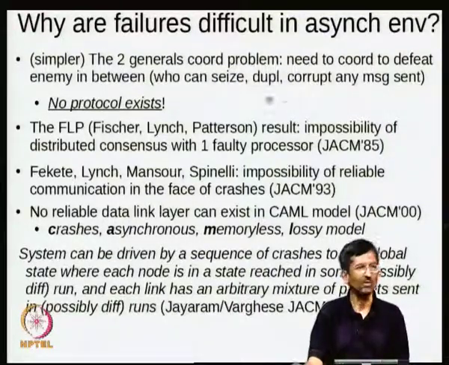That is the first problem. There is another problem which is called the FLP result, the Fischer-Lynch-Paterson result. It stands for impossibility of distributed consensus with one faulty processor. They show that in a distributed system, if you want everybody to agree on a particular value, and even one of these entities can be faulty, then distributed consensus where all of them agree on a particular value cannot be satisfied. It is not possible to do it.